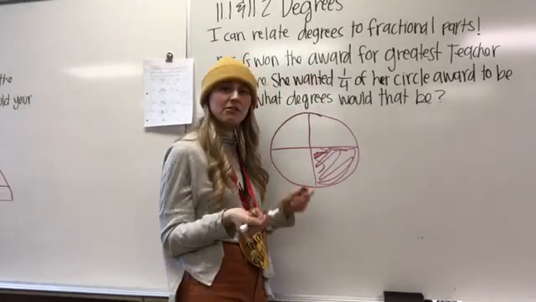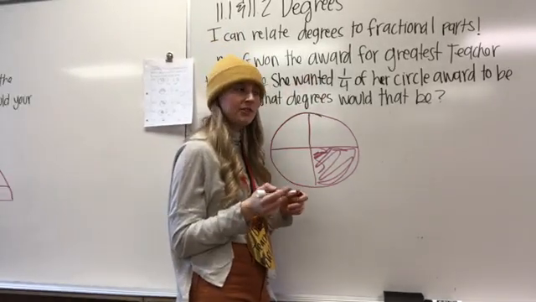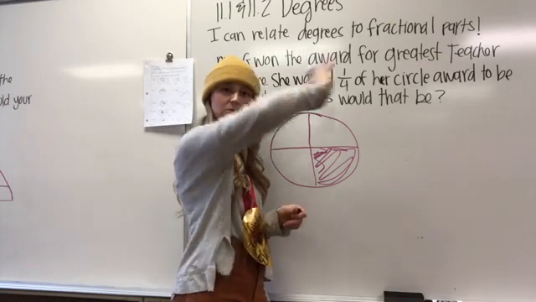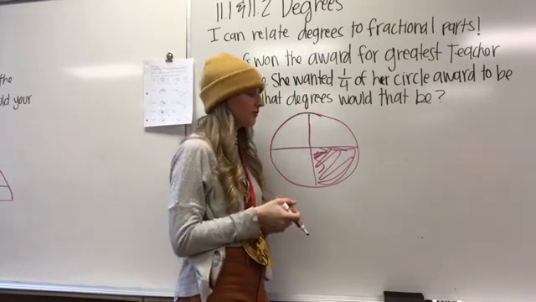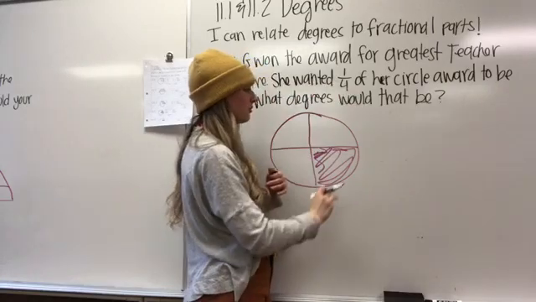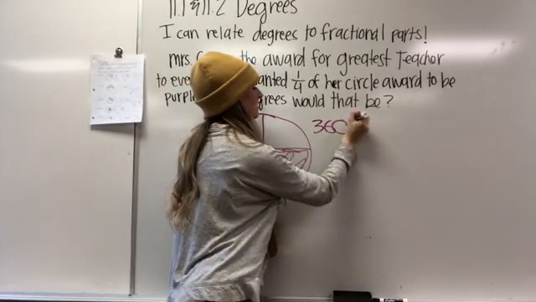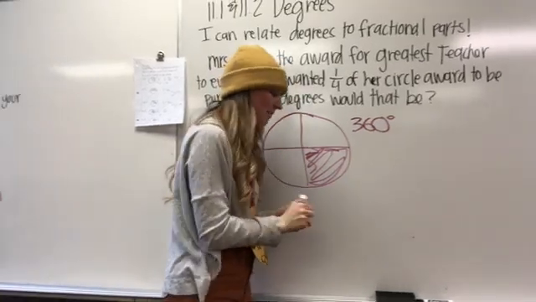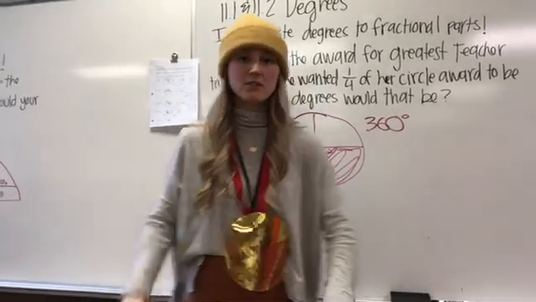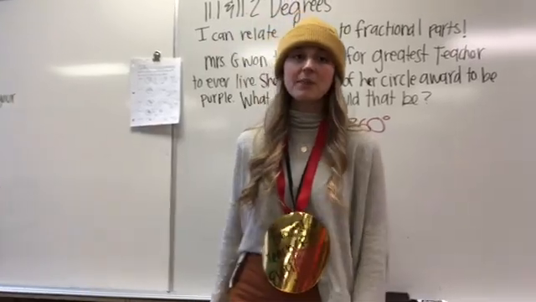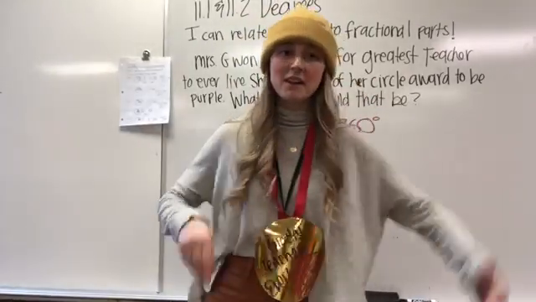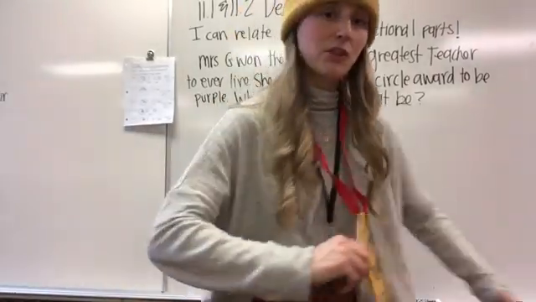Okay, there's a few things we need to know. First, how many degrees are in a circle? So in a whole circle, there's 360 degrees. Okay? So imagine, have you ever seen anybody do those really cool tricks? So they'll be like, do a 360 or do a 180. So 360 is when you spin all the way around.